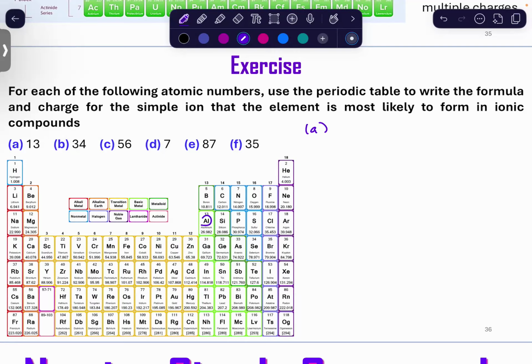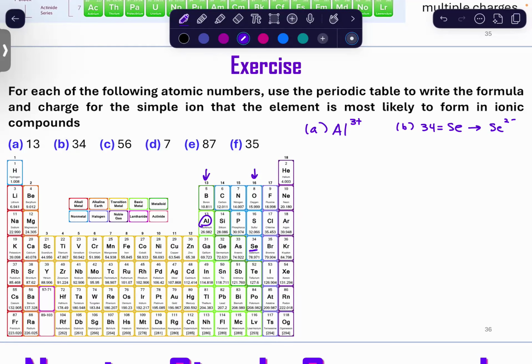Let's see. B, element 34. So we look and we find selenium. Okay, so what charge will it take on? Well, it's in group 16, and so we know selenium will take on a -2 charge, because again, that column, these are all going to be -2s.